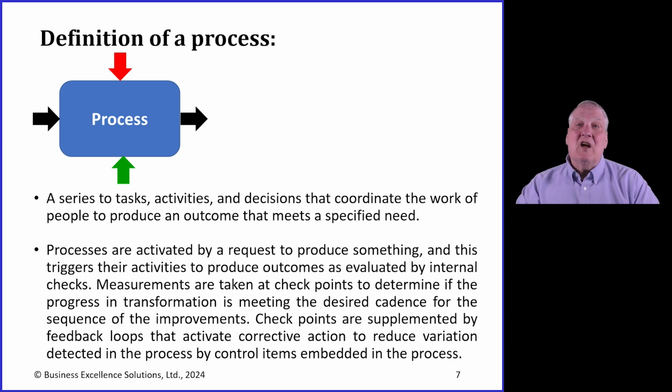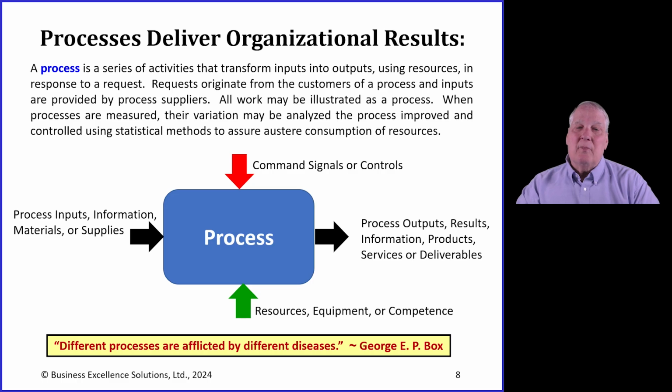Measurements are taken at checkpoints in the process so we can evaluate how well we're doing. And then at control points, we can manage the flow of the process to speed it up or slow it down. And then we have feedback loops that we use to activate corrective actions to make sure we stay on target and reduce the variation that may happen to wander into the process from unknown sources. So this is basically how that process is operating.